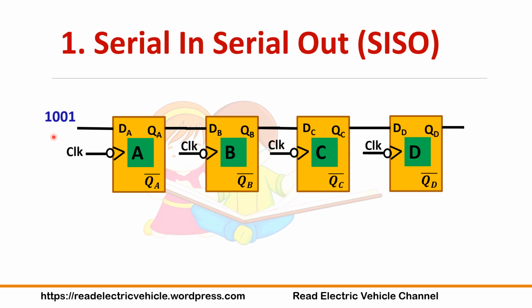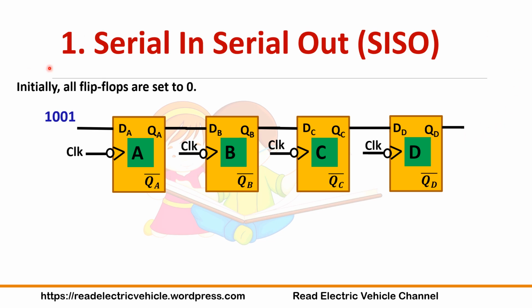When I give the first clock pulse, the first bit of data will enter the first flip-flop, the A flip-flop. When given a second clock pulse, the second bit of data will enter. So for each clock pulse, only one bit of information will enter the flip-flop. Similarly, for each clock pulse, whatever data is stored in the D flip-flop will come out as the output.